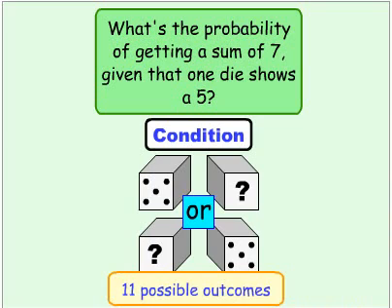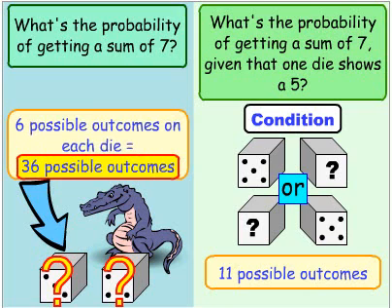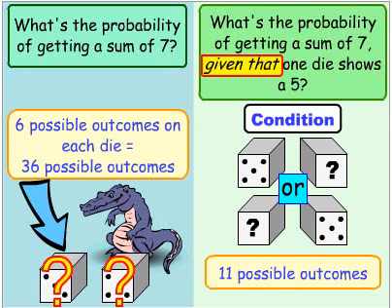We can think of probability as a relative frequency, so the answer to the first question would count the number of ways of getting a sum of 7 from 36 possible outcomes. The answer to the second question would count the number of ways of getting a sum of 7 from the 11 possible outcomes in which one of the dice shows a 5. The usual tip-off that you're dealing with a conditional probability is the use of the phrase, given that.